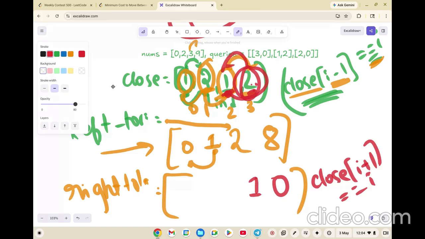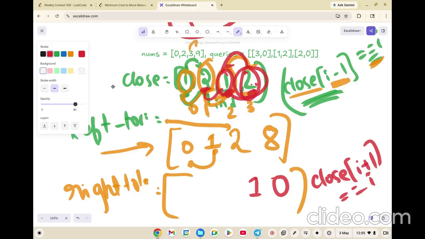Now let's take a test case. Let's say query of 3 comma 0. Now see, you are starting from 3 and going to 0, right? In this case, you see start is greater than end. So you are going from right to left. In right to left, what will be the answer? You will check in my right to left vector. Your right to left vector will say, okay, find my answer in big O of 1, right to left.